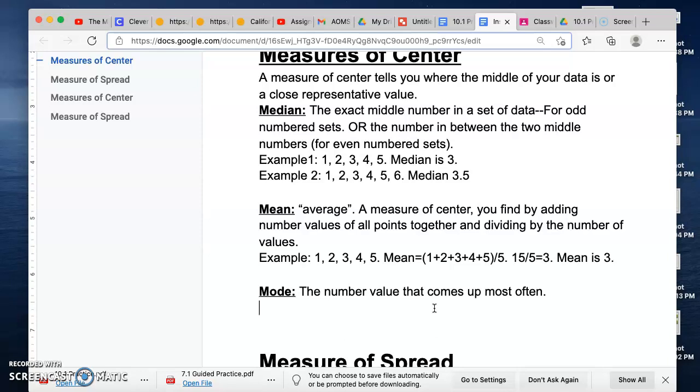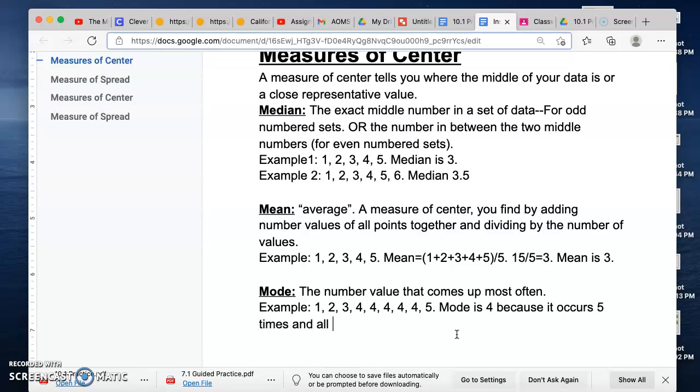So let's say I've got 1, 2, 3, 4, 4, 4, 4, 4, and 5. Well, it goes from 1 to 5, but 4 comes up 1, 2, 3, 4, 5 times. So 4 is the mode for that one, because it occurs 5 times, and all other values only occur once.